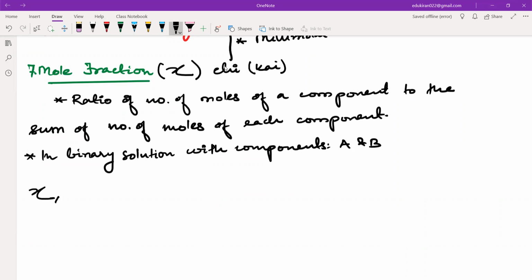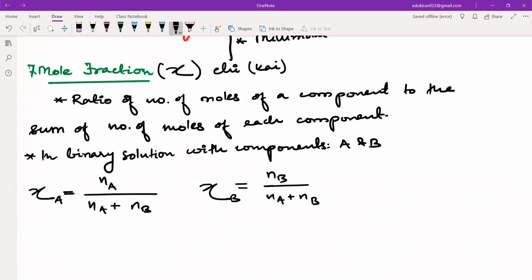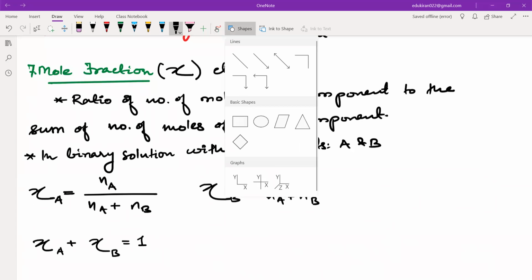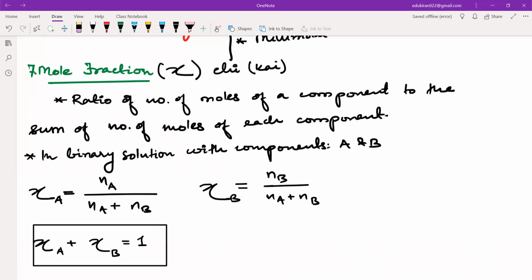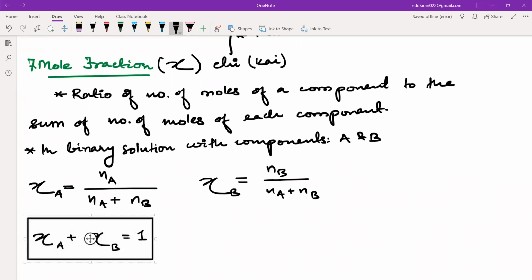Chi of A will be equal to the number of moles of A divided by the number of moles of A plus the number of moles of B. And chi of B will be equal to the number of moles of B divided by the number of moles of A plus the number of moles of B. Now I can also write chi A plus chi B equal to 1. If you want to write these things, please let me know. Is anyone writing this mole fraction? Okay, if you're writing, please write it down.